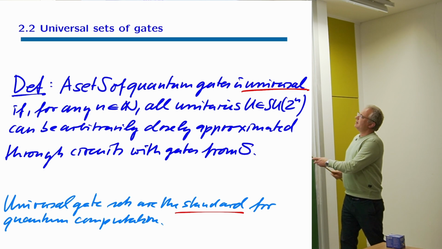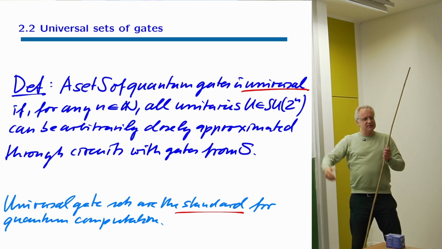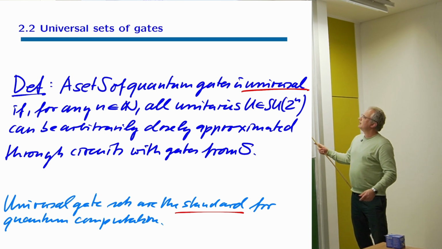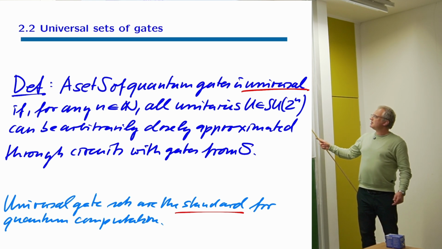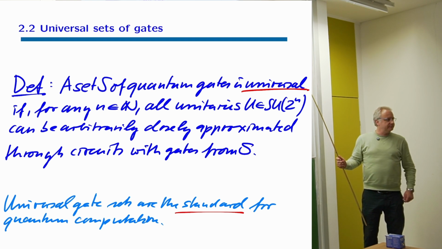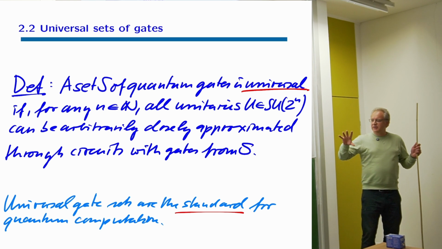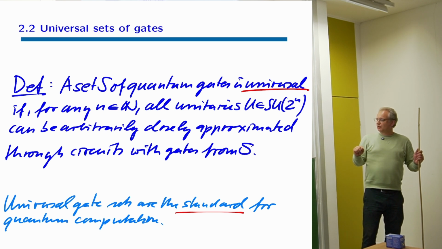Yeah, so I have a bunch of gates, and I can, by concatenation, make circuits, and what I want is that these circuits get me anywhere in SU(2^n), or at least arbitrarily close to anywhere. Okay, and that's kind of the standard for quantum computation. If you cannot do that, then you have to argue very hard that your device is useful. Yeah, so this is really what you want to achieve.